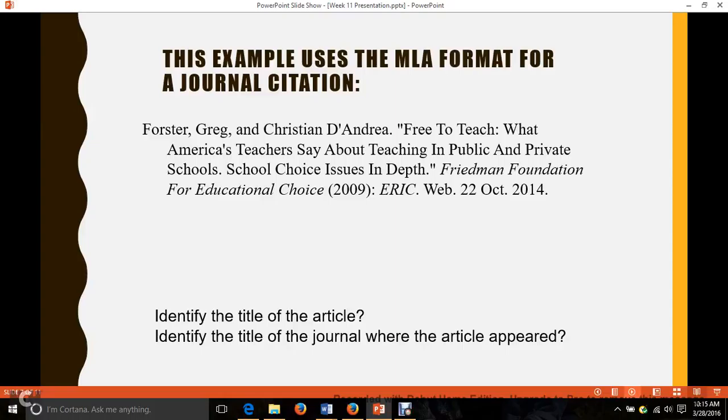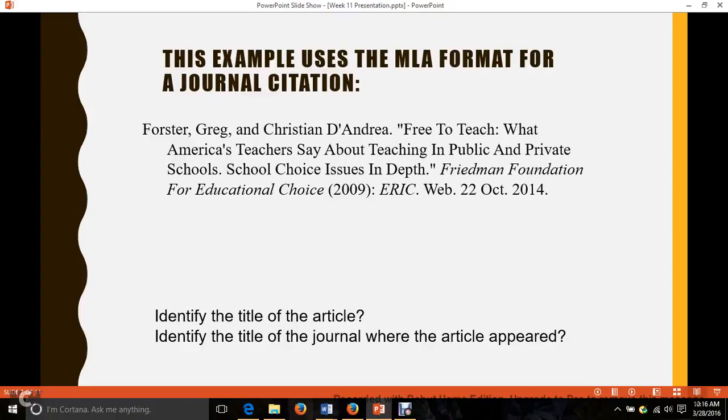Now, here we have this article by Greg Forster and Christina D'Andrea, and it's titled "Free to Teach: What American Teachers Say About Teaching in Public and Private Schools, School Choice Issues in Depth." It's published by the Friedman Foundation for Educational Choice in 2009, and I found it in the ERIC database through Crowder, and this just says that it's a web source and when I found it. So when you're citing your sources, one of the things to keep in mind if you find things at the Crowder Library is they actually provide citations for you.